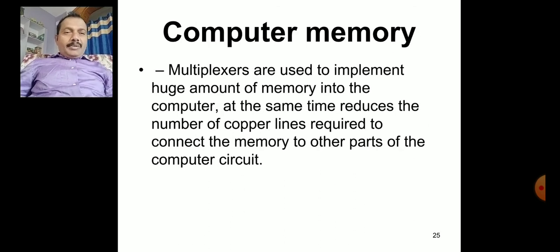And the computer memory. Multiplexers are used to implement a huge amount of memory in the computer, and at the same time reduce the number of copper lines required to connect the memory to other parts of the computer system. That is the advantage.